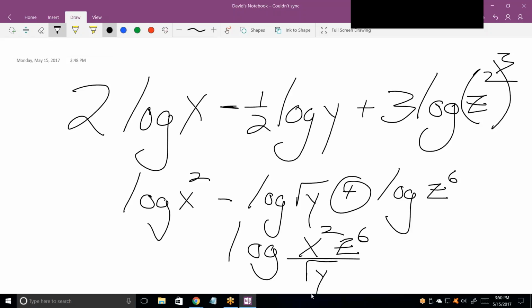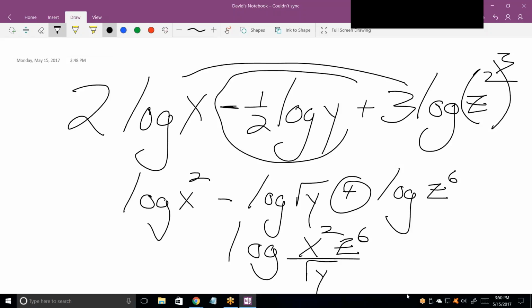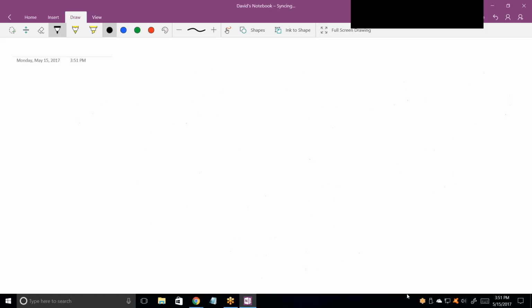Because of that. In other words, it was being added. Those two are being added, so their arguments are going to be multiplied in the numerator. Okay. Anything that's being subtracted goes in the denominator. Okay.